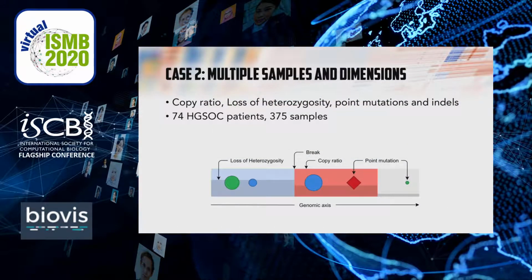The second case is about comparison of multiple samples and dimensions. The data consists of 375 samples collected from 74 high-grade serous ovarian cancer patients at diagnostic, mid-treatment, and relapse phases of the disease. The figure displays the visualization design. The background color encodes the log2 copy ratio, height of the rectangle encodes the loss of heterozygosity, and points display point mutations and indels. The point color encodes functional category and the size encodes allele frequency. Unfortunately, the specification is too large to be shown here.